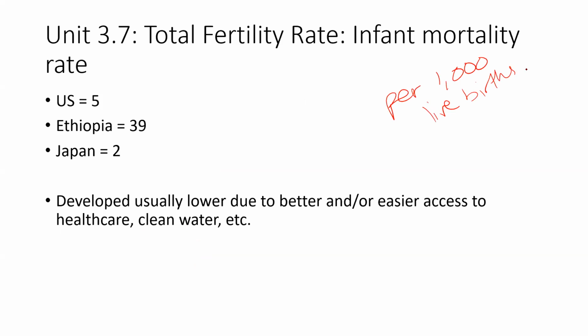Developed countries usually have lower infant mortality because they have better and or easier access to healthcare, they have clean water, things like that. One of the main things that clean water is a problem for is when babies need to drink formula, maybe because a woman cannot breastfeed. In countries without access to clean water, babies might get formula mixed with water that has pathogens in it and then get sick. And they can get diarrheal diseases, which can cause infant mortality.